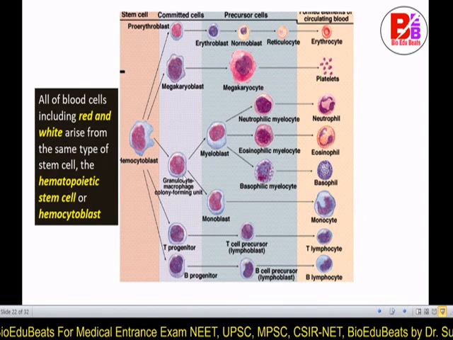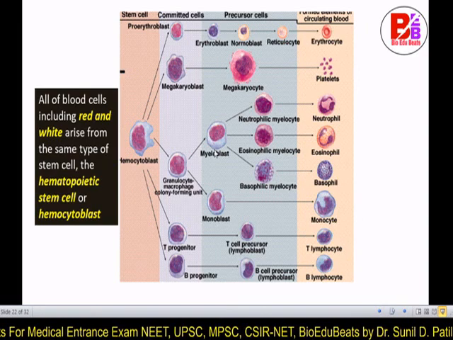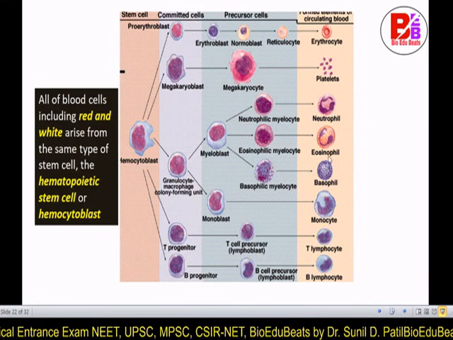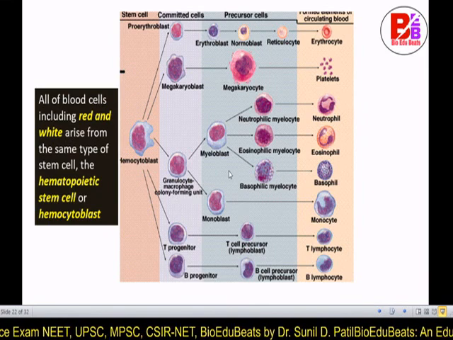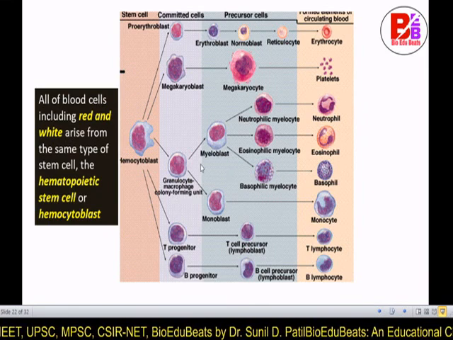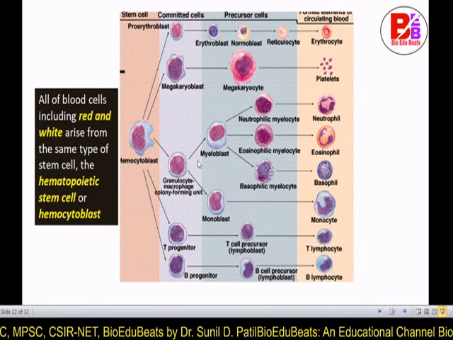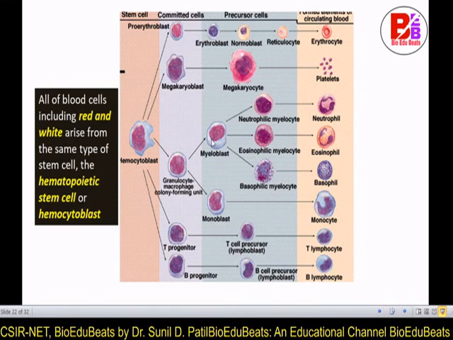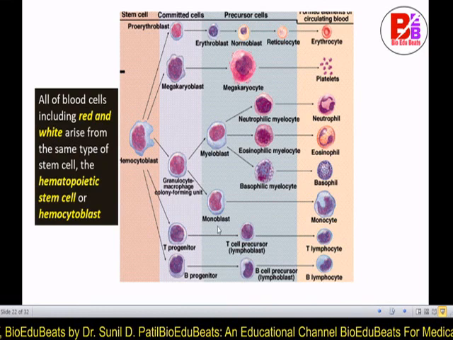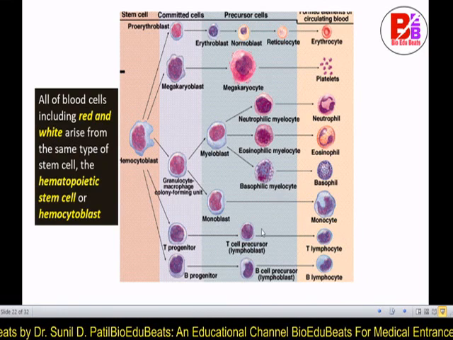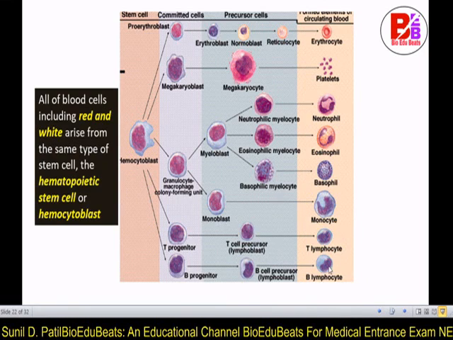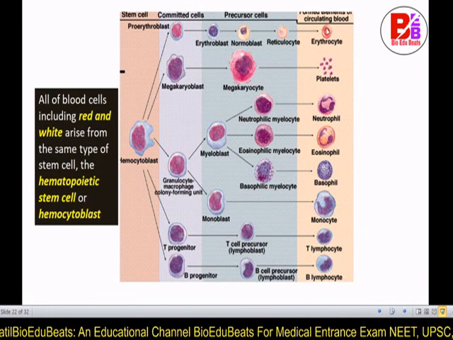They form the granulocytes through the formation of myeloblast. They form neutrophil, eosinophil and basophil in the same way from myeloblast. From myeloblast, RBCs are also formed. The monoblast forms the monocyte, and T and B lymphocytes form from the lymphoblast. In this way the blood cells are formed.